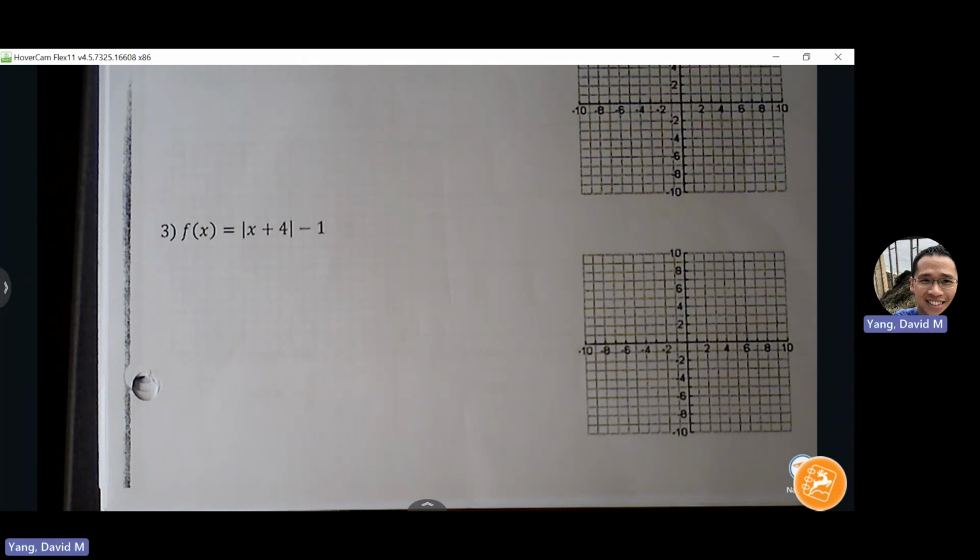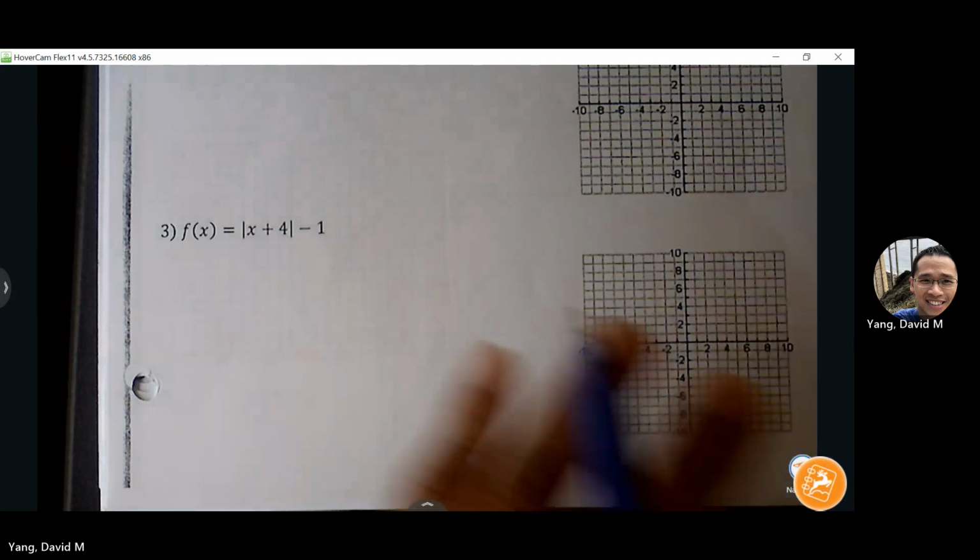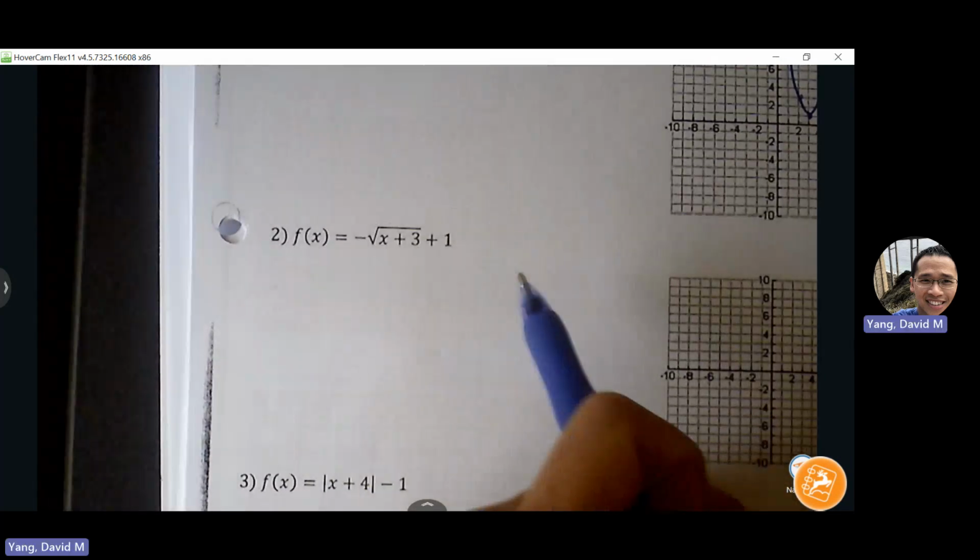It's kind of like the quadratic function where it's up 1 over 1. All right, next page, page 8, number 4.